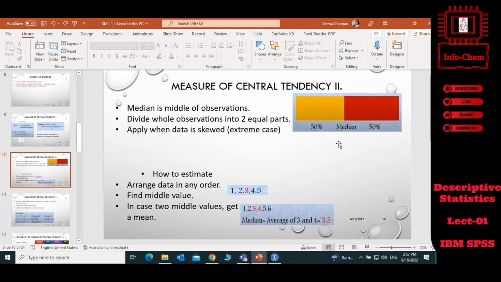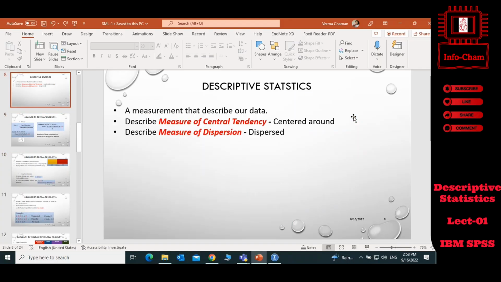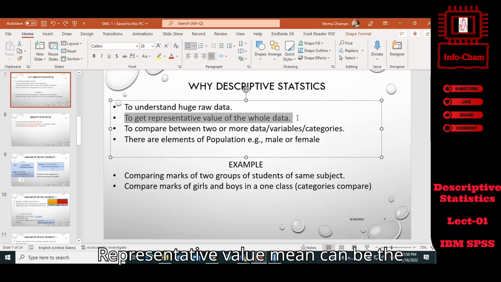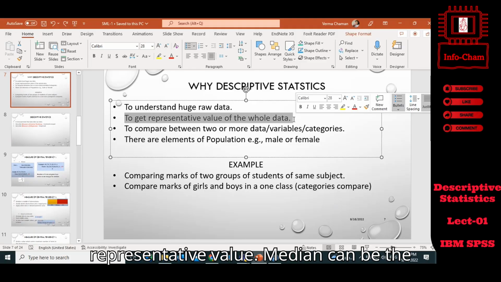Okay. Median is, as I told you, the middle value of the observations, which reflects 50% left, 50% right. You see, this is the median value. That's why in that case you should pick that value to represent your data, right? Okay. I told you in the previous slide, representative value: mean can be the representative value, median can be the representative.